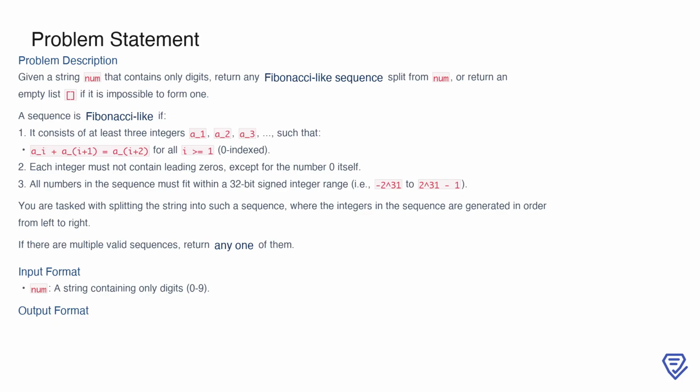Additionally, there are some important constraints to keep in mind. First, no number in the sequence can have leading zeros, except for the number 0 itself. Second, every number in the sequence must fit within the range of a 32-bit signed integer, which means it must fall between -2 to the power of 31 and 2 to the power of 31 minus 1. Lastly, the numbers must be derived from the string in the order they appear, from left to right. If it's not possible to create such a sequence, we need to return an empty list.